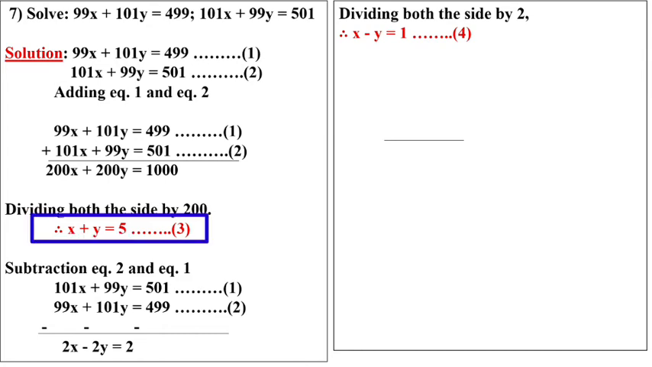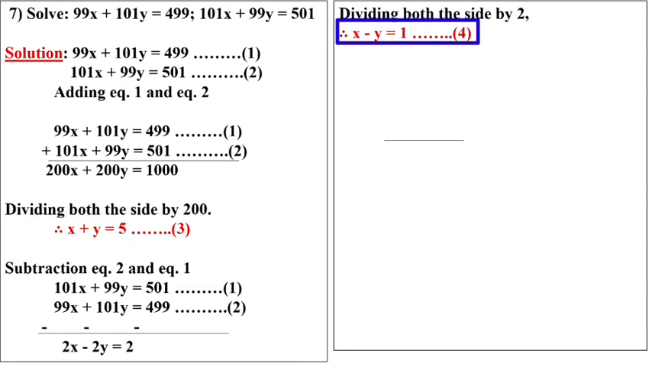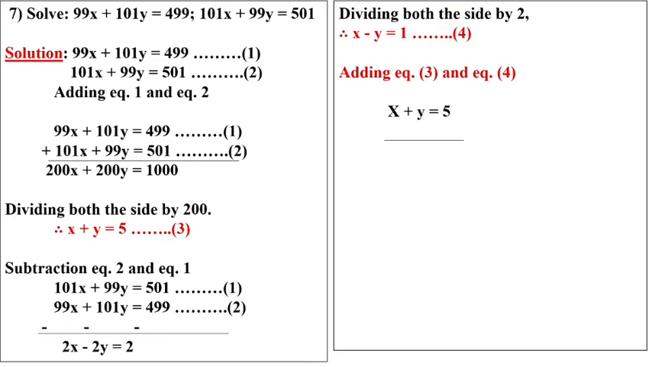So here we got equation number 3, x plus y equal to 5, and equation number 4, x minus y equal to 1. Adding equation 3 and equation 4, y will cancel, and we get 2x equal to 5 plus 1, which is 6. Now 2 will go to the right side and become divide. 2 ones are 2, 2 threes are 6. So the x value came 3.